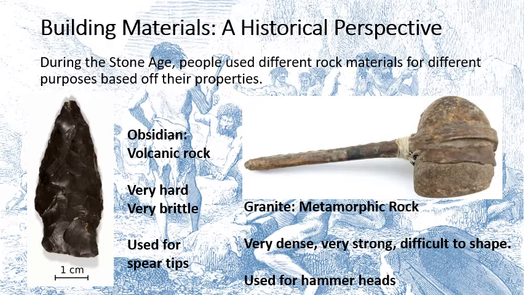You don't need to know what a metamorphic rock is for building materials and testing, but you're going to learn what that is in Introduction to Geology. So granite makes a very good material for hammerheads. Now, one of the bad things about granite is it's very strong and very dense, and that means it's very hard to shape. You can't chisel a new shape out of the granite, unless of course you have special machinery, which the Stone Age people didn't have.